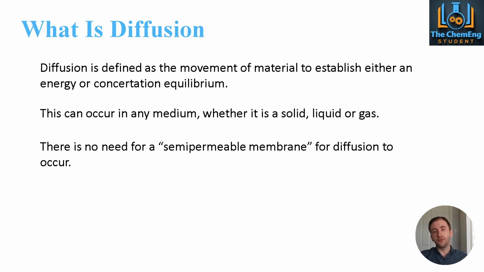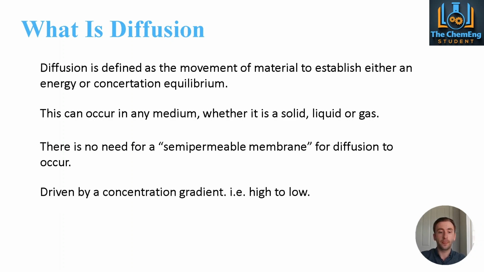With diffusion, there's no need for what's known as a semipermeable membrane. We'll look at this in more detail in just a bit, because for osmosis, there is a condition needed for a semipermeable membrane. But diffusion does not require a semipermeable membrane to function. Its driving force is a concentration gradient, i.e. you go from high concentrations to low concentrations.